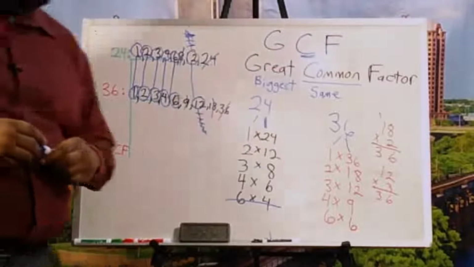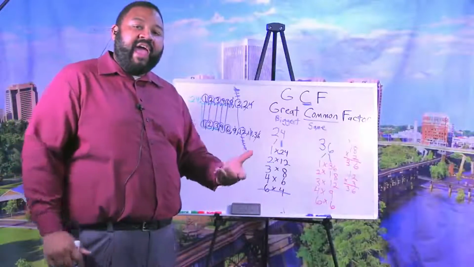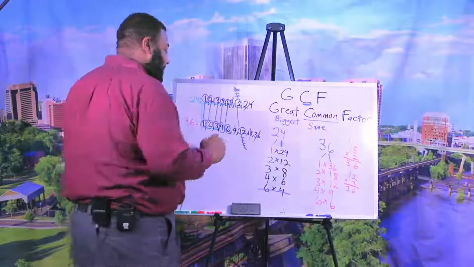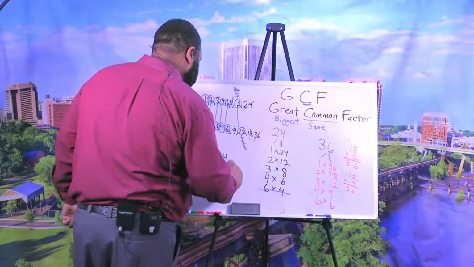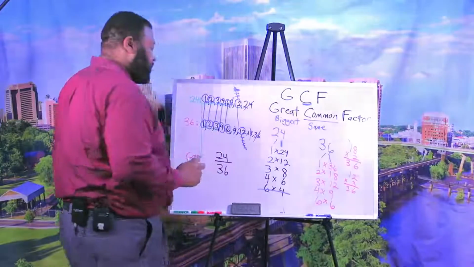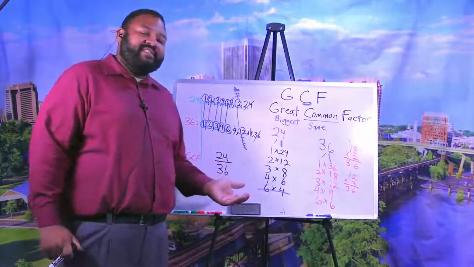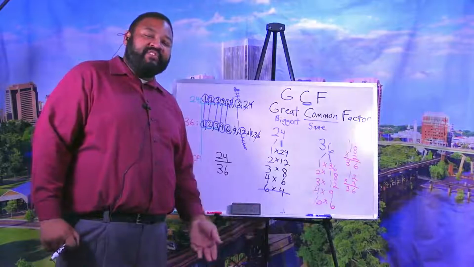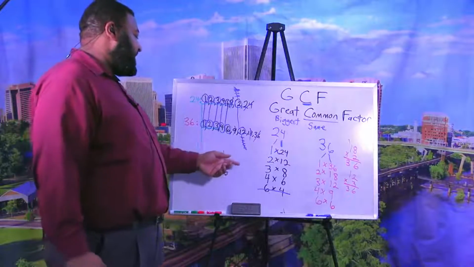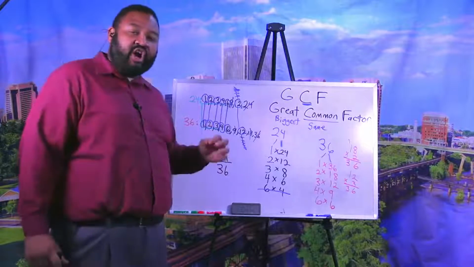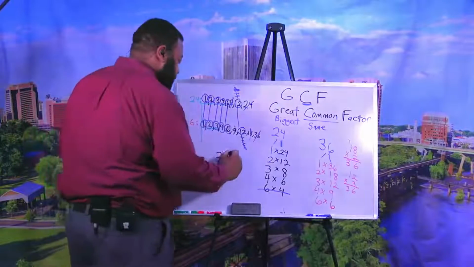Mr. Jones, why did you show us all of that? I want to show you why I showed you all of that. Because sometimes when you add or subtract fractions, you're going to get a big number like this, 24 over 36. We want to see, can we simplify or reduce this? In order to check it, this is when we use our greatest common factor. And of course, our greatest common factor is going to be 12.